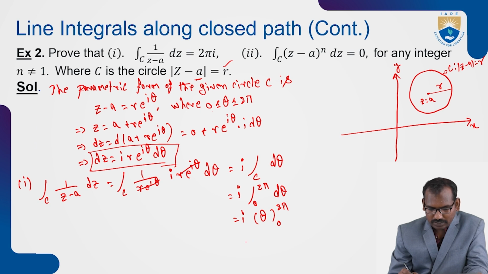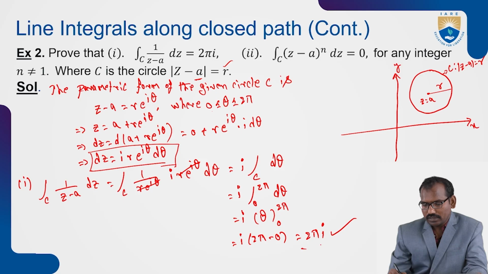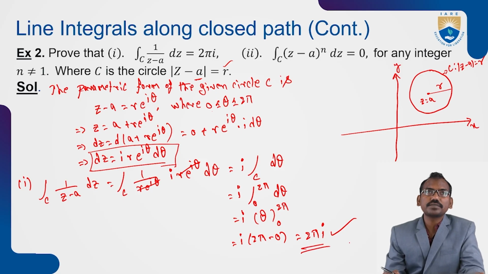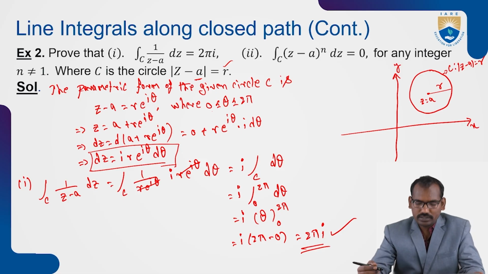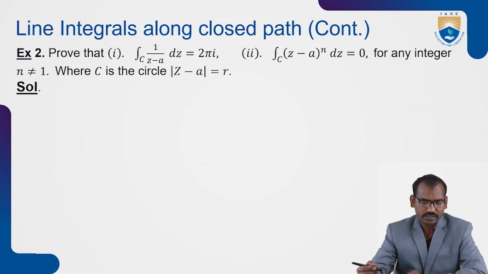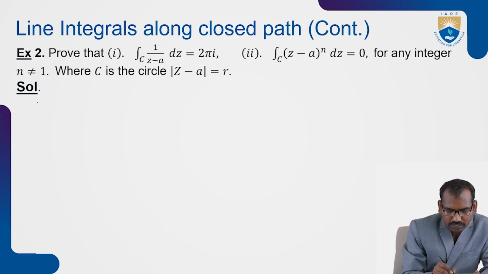So we will get i times (2 pi minus 0). This is nothing but 2 pi i. Okay, so this is the result. This one, so the first one is proved. And we go for the second one. So, second part.